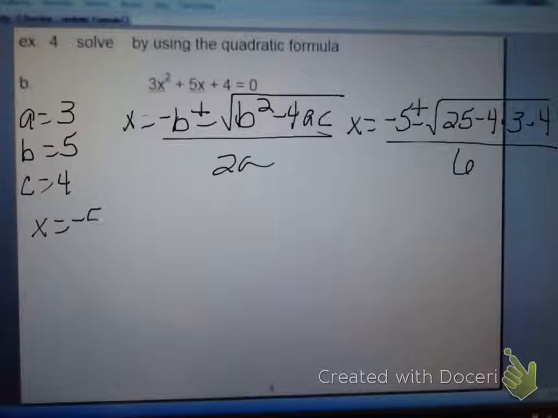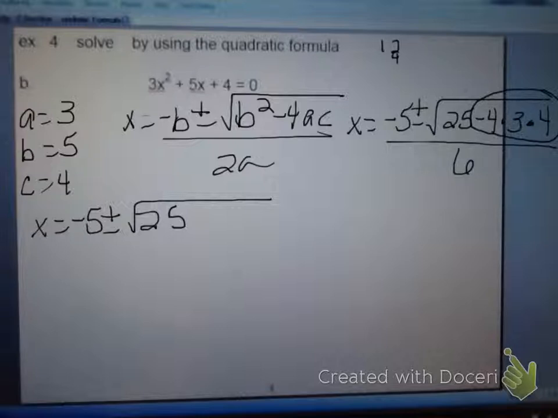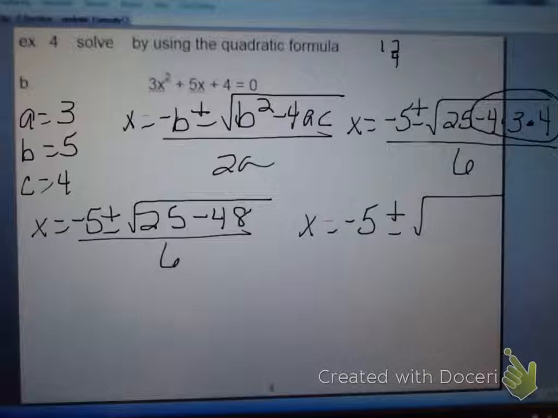X equals, bring down the negative 5, plus or minus the square root of 25. So now go over here and circle. That's negative 4 times 3 times 4. Okay, that's going to be a negative. 4 times 3 is 12, and 12 times 4 is 48. So it's a minus 48 over 6. 25 minus 48 is a negative 23 over 6.